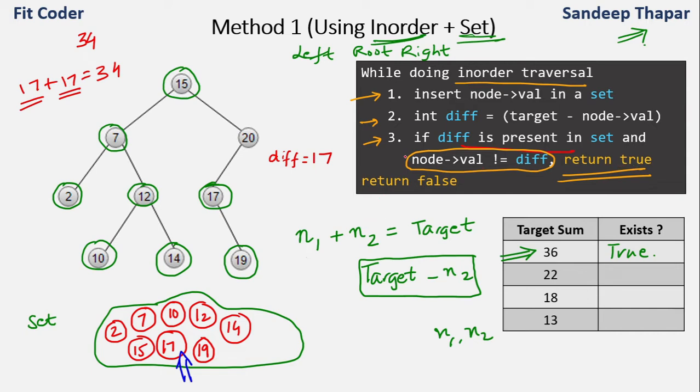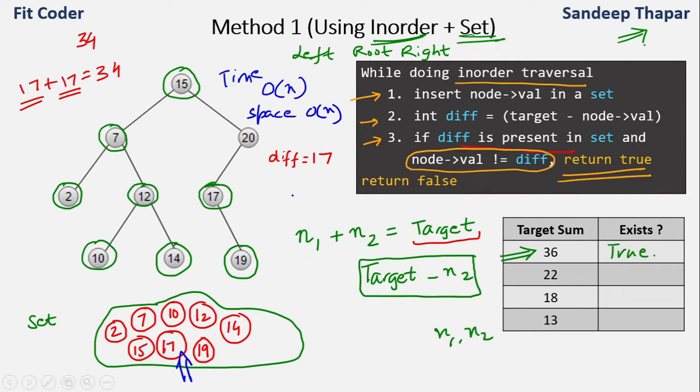So this method uses a set to store the previous values that we have encountered, and if the target minus the current value is already present in the set, then we return true because the two elements are present. If we look at the time complexity of this method, this is order of n, and the space complexity is also order of n because we are using a set to store the elements.